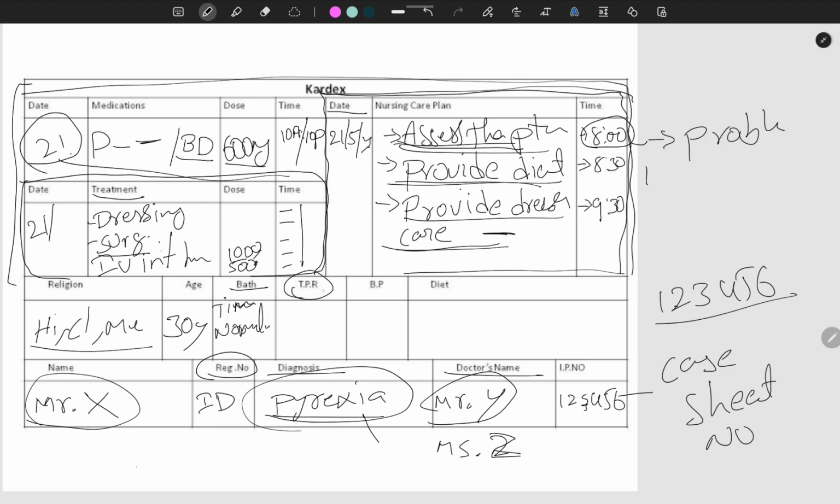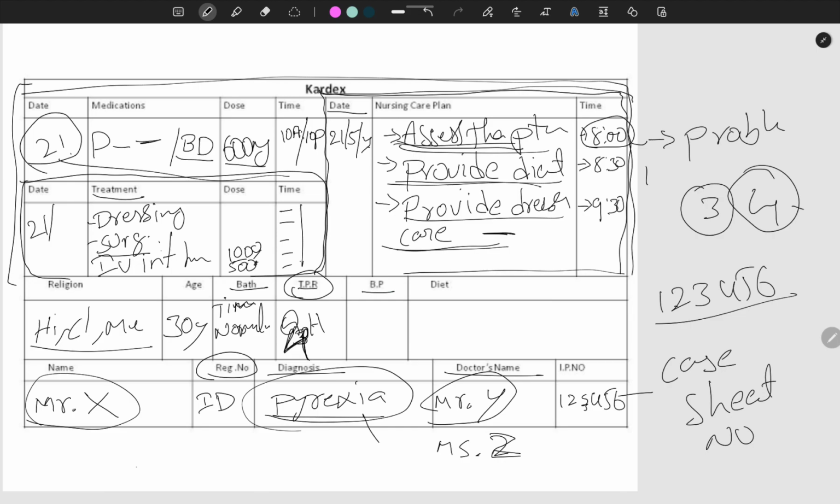And the next one is the temperature, pulse and respiration. Okay, so if the patient is advised by the doctor to monitor the temperature, pulse and respiration 3 times per day, you have to write Q3H. Okay, Q3H. If the patient is advised by the doctor 4 times, Q4H. Q4H you have to write here.